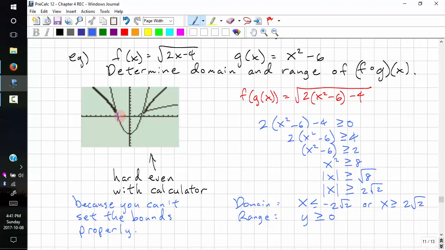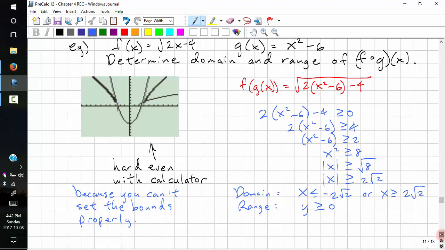Now, the reason this is hard on a calculator is because if we're looking for this domain, we cannot set a right bound to find the minimum value. So we can't figure out what x is, and we can't look for a minimum value. Same thing on this side. We can't set a left bound, therefore we can't calculate a minimum. I'll leave that as an exercise for yourself to try out.